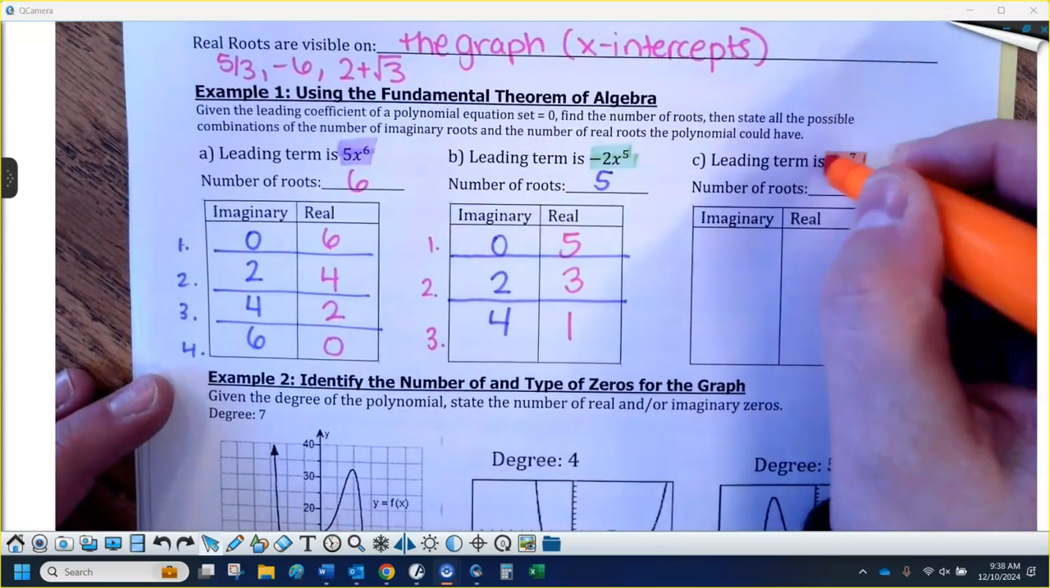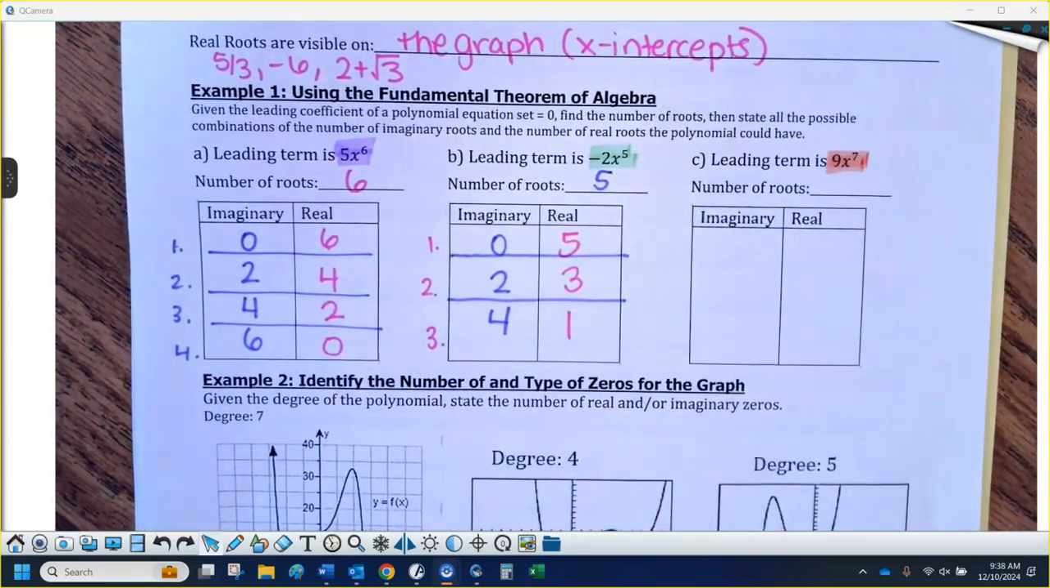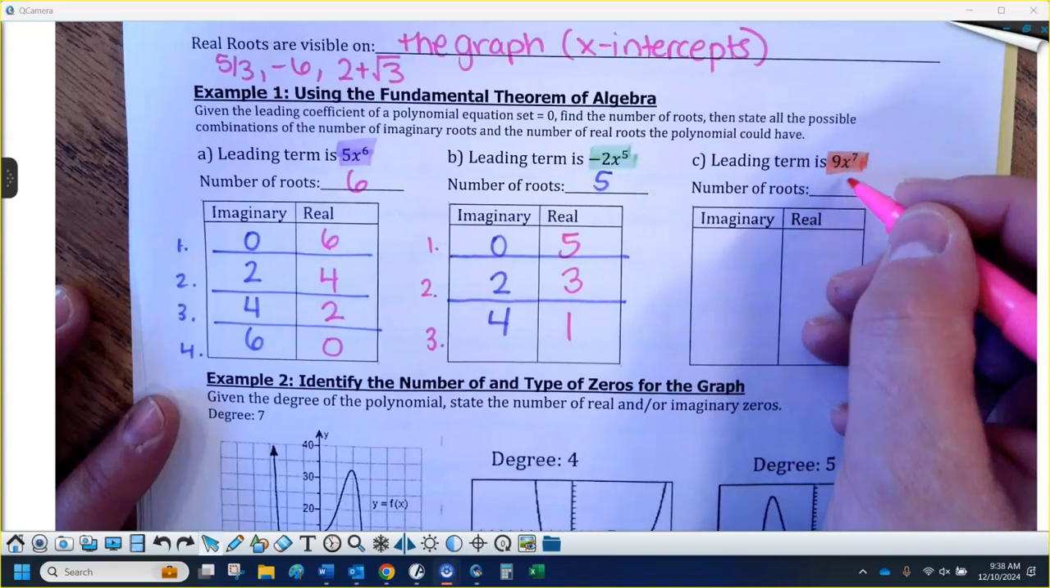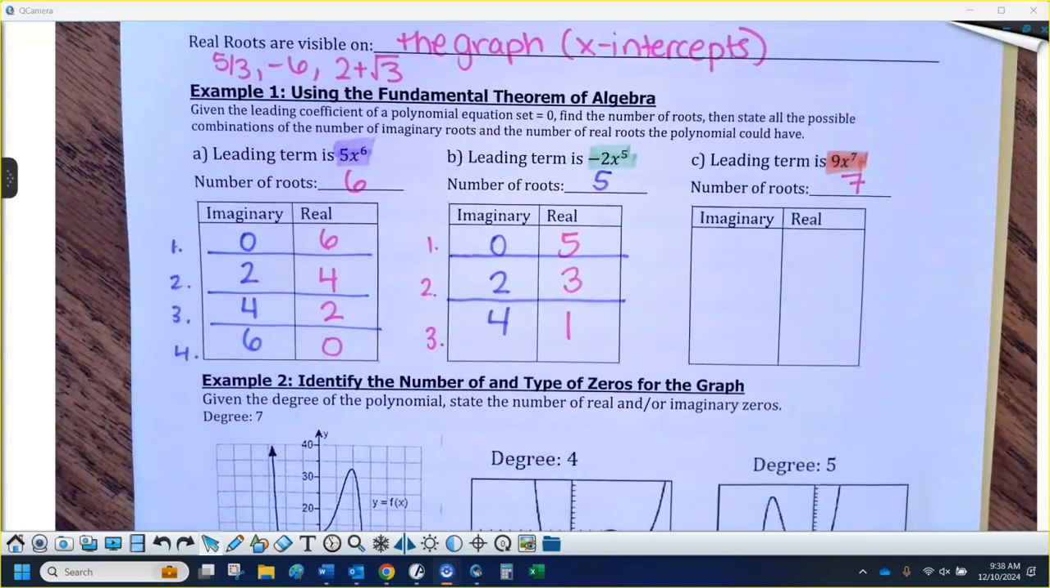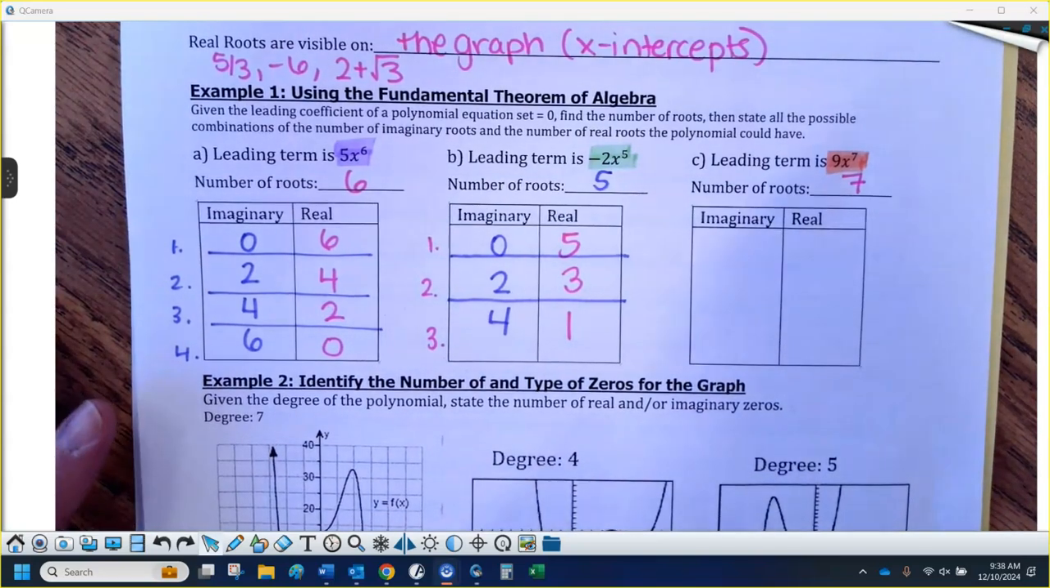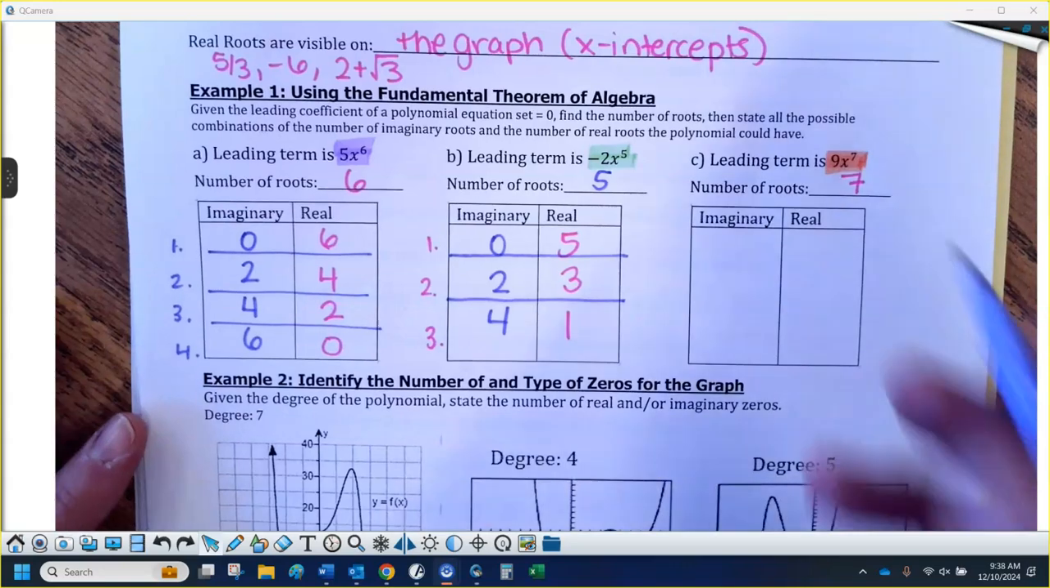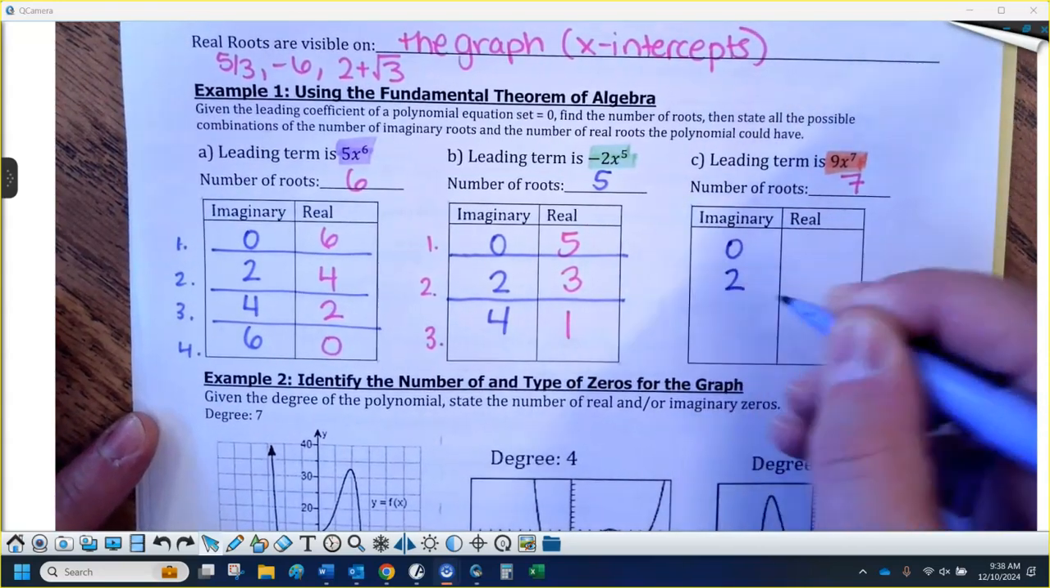This is 9x to the 7th. In terms of what we have here, it's just the exponent. Nothing to do with the 9, nothing to do with whether that's positive or negative. It's just solely based on that exponent. So if that's the leading term, that's going to have 7 answers. So when I do this, I just do even numbers up to 7.